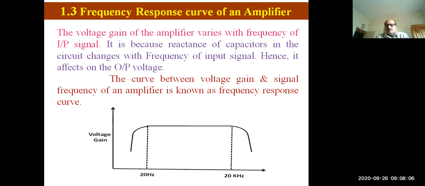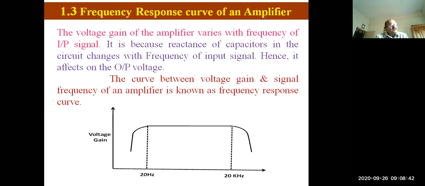The reactance of the capacitor is given by the equation 1 divided by omega c. Omega is nothing but twice pi f. That means 1 divided by twice pi f c. If f is larger, reactance is smaller. If f is smaller, reactance is larger, resistance is large. With large resistance, voltage is nothing but the product of resistance and current. Current flowing through that resistance is smaller, and therefore gain decreases.